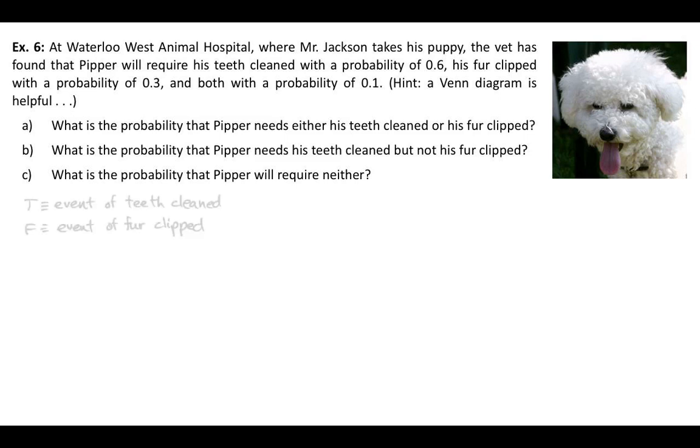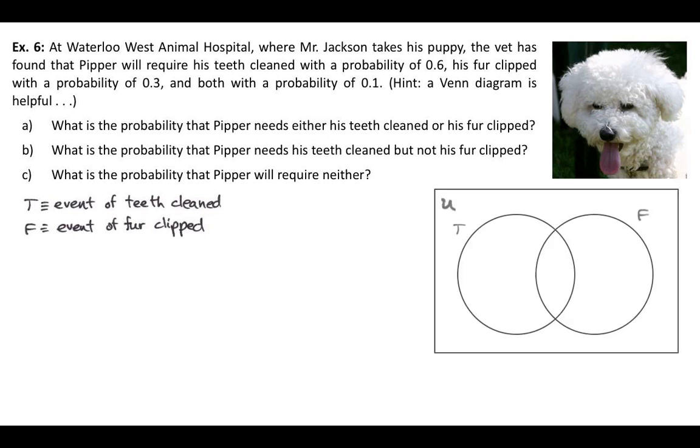All right. Okay, so basically T is going to be the event of having his teeth cleaned. F is going to be the event of having his fur clipped. Here's our Venn diagram with T and F as our events. And so what we have is a 0.1 probability that he's going to require both of these things, that was given in the problem. His teeth cleaned, we have a 0.6 probability altogether, but we've already placed the 0.1. So this is going to be a 0.5 out here. And the fur clip is basically 0.3, but again, we've already placed 0.1 in here, so we got a 20% probability out here.